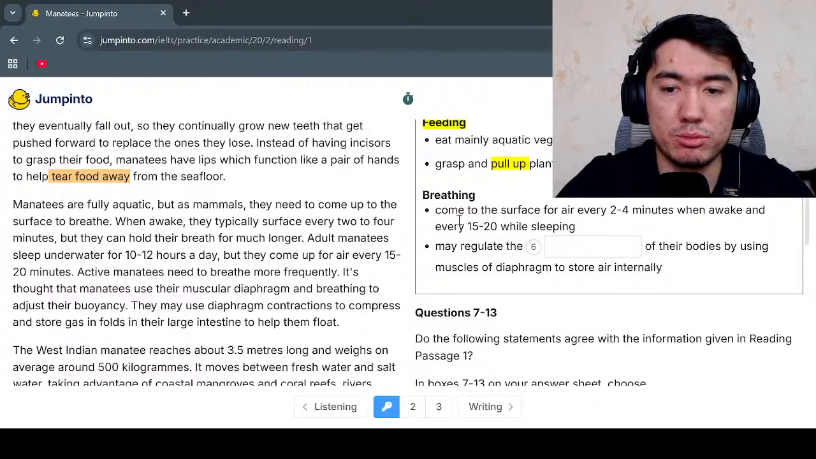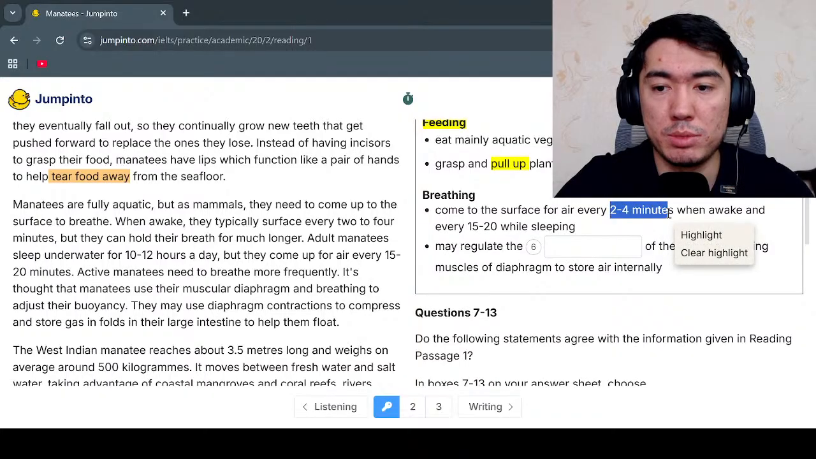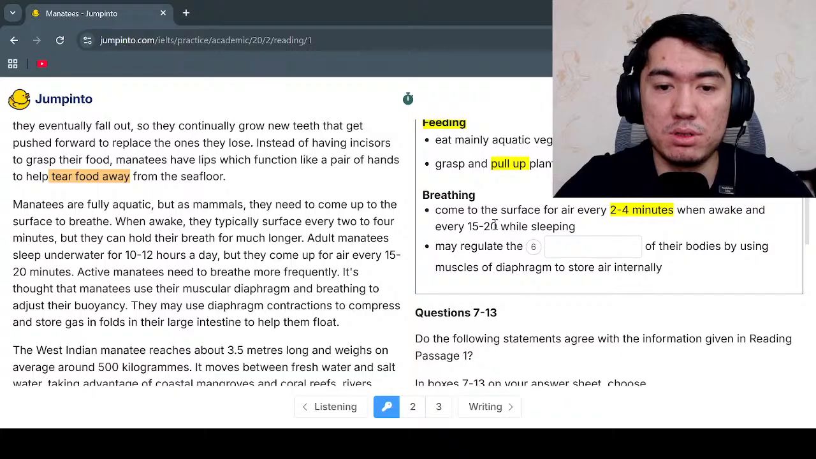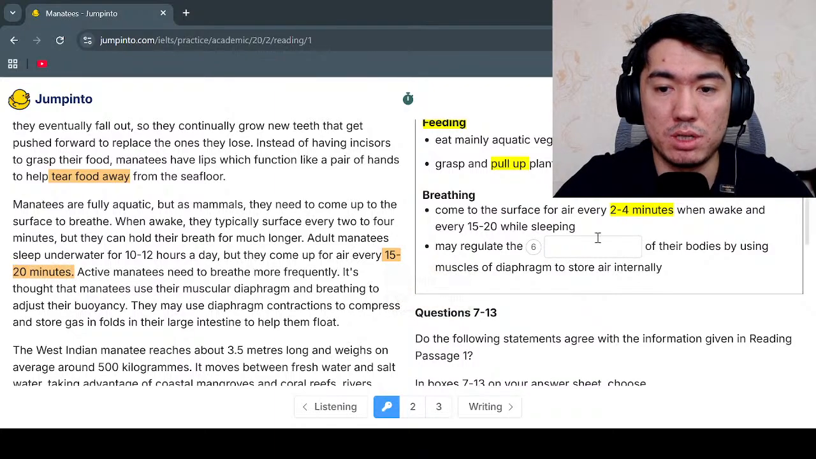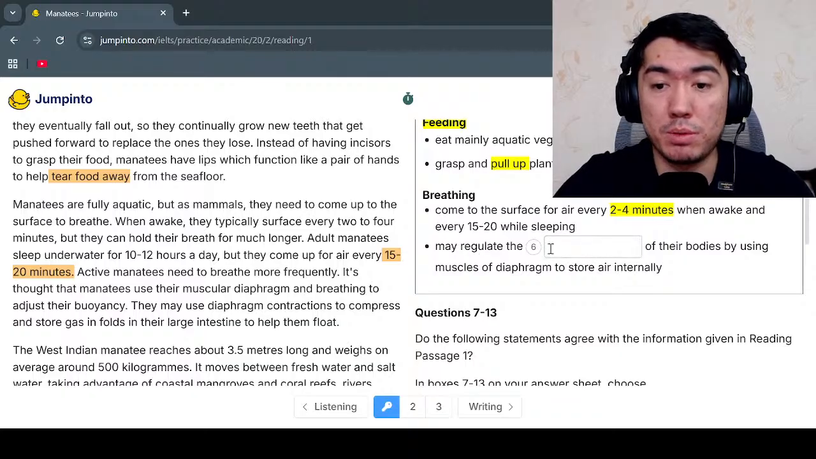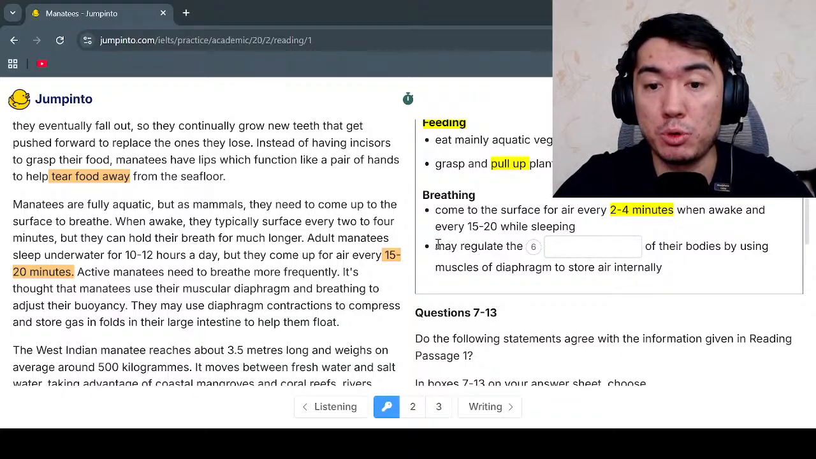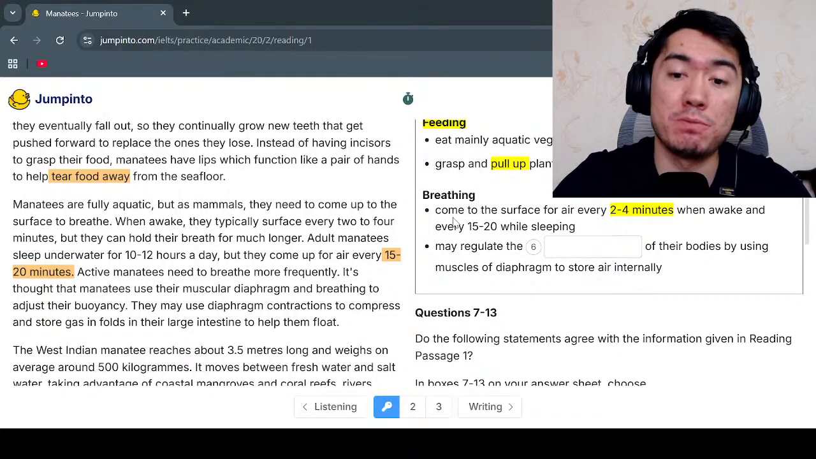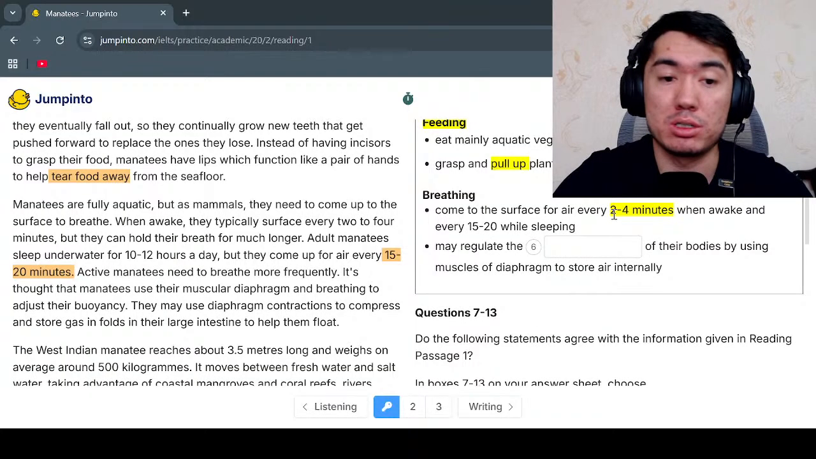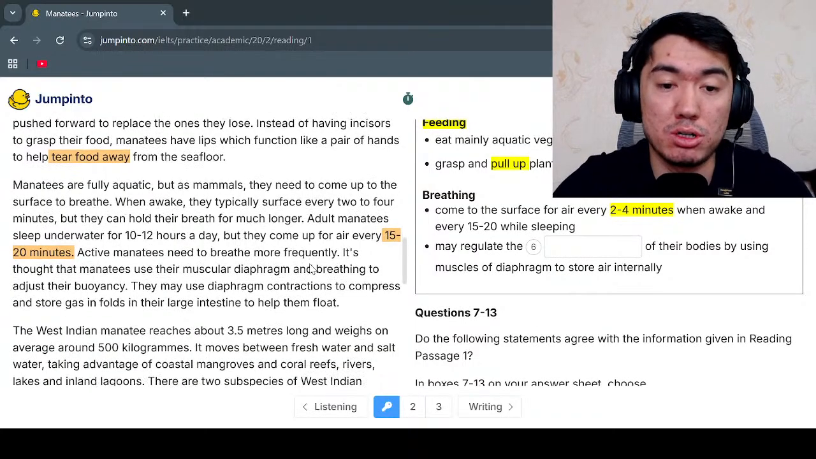Breathing. Let's find breathing. Actually, come to air 2 to 4 minutes. That's a better location keyword, easier to scan. And 15 to 20 while sleeping. There you go, 15 to 20 minutes sleeping. My answer should come after this. Next question. May regulate. You see that I'm not using the location keyword from the bullet point that contains the question, but one that comes before it because it has better location keywords. Yeah, it just makes it faster.